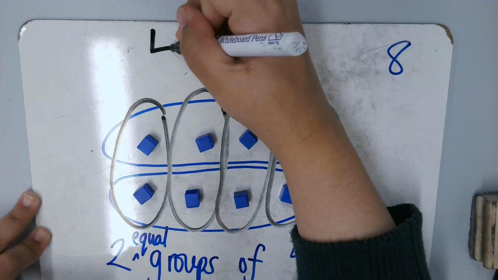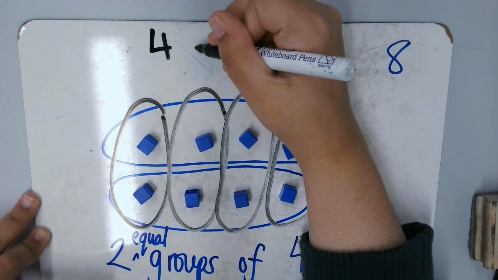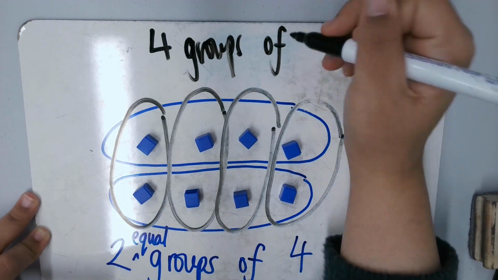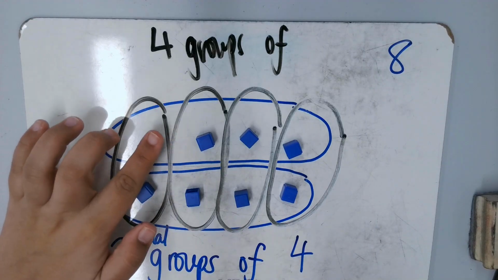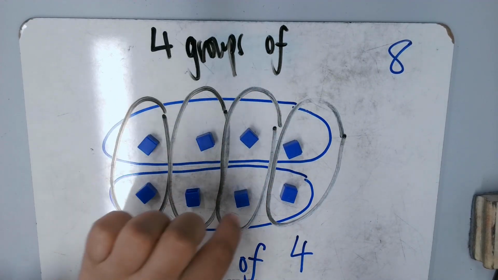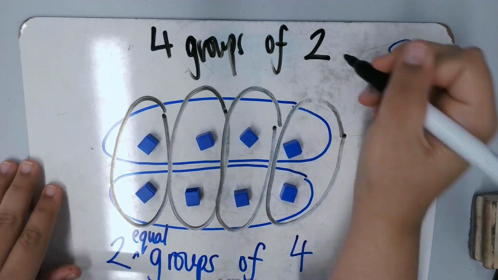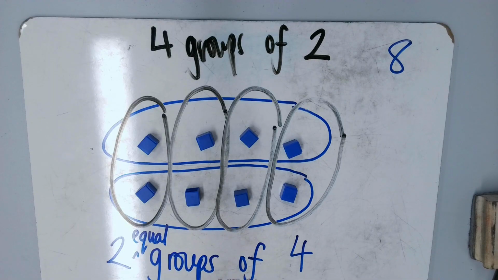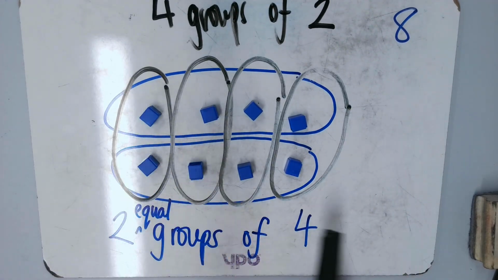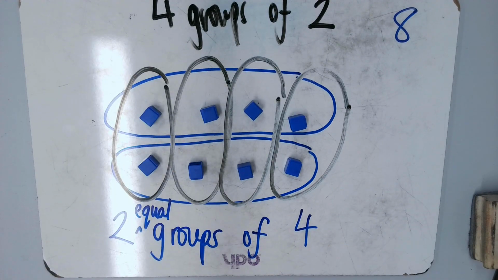That's quite interesting. So yes, I've got 2 equal groups of 4, but I've also got, let me write it up here, 4 equal groups of, well, how many are in each group? I've got 1, 2 in my first group, 1, 2 in my second group, 1, 2 in my third group, and 1, 2 in my fourth group. I've got 4 groups of 2. Wow, that's quite interesting. I've got 2 groups of 4 if I look at my rows, and 4 groups of 2 if I look at my columns.